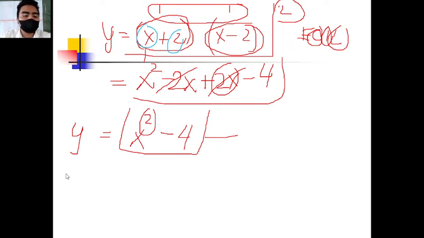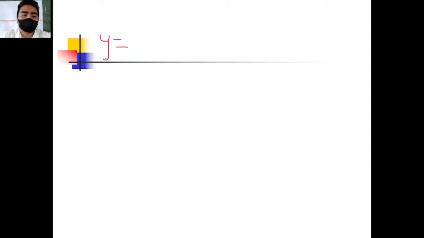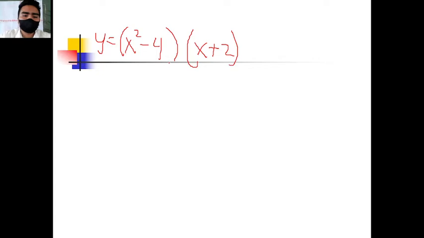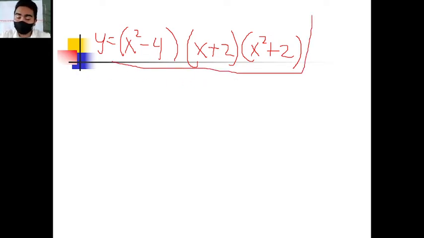I'll be giving you another example. What if our function would be, let's just say this one: the function is x squared minus 4, multiplied by x plus 2, multiplied by x minus x squared plus 2. With this one, how are we going to know if this is in factor form? So let me ask you, what is the highest degree of that function?